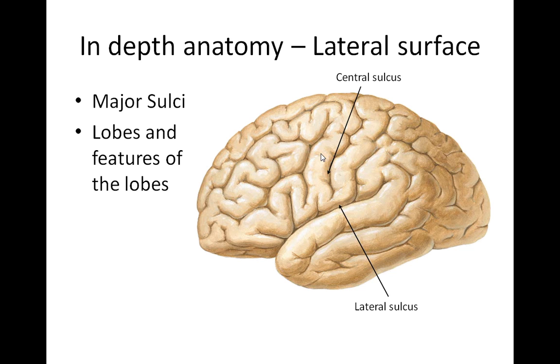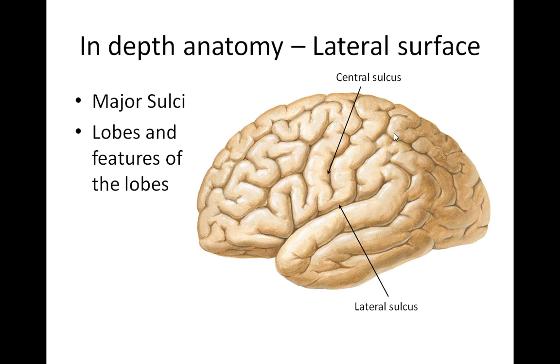The lobes of the brain divided by the sulci are the frontal lobe in front of the central sulcus, the parietal lobe behind the central sulcus, and the temporal lobe below the lateral sulcus. The occipital lobe is behind an arbitrary line on the lateral surface here. The occipital lobe doesn't have many features on its lateral surface, so we're pretty much going to ignore it. But we'll start off with the features of the frontal lobe.